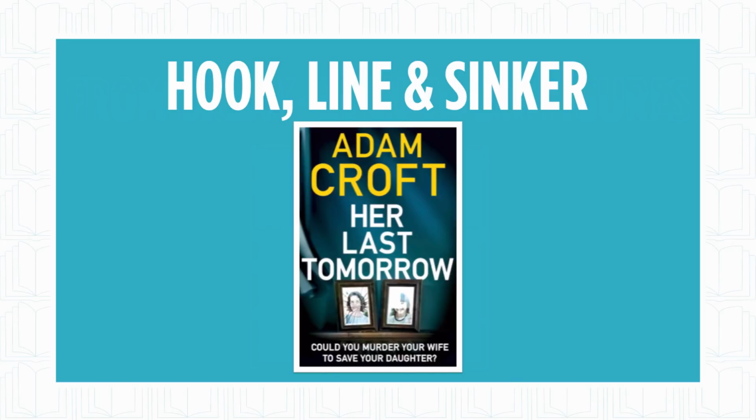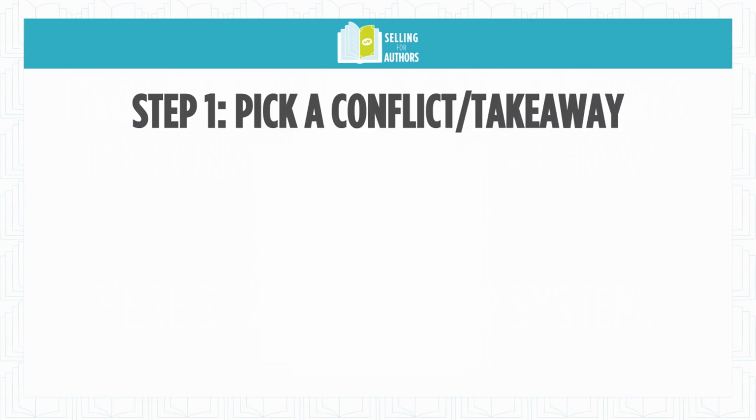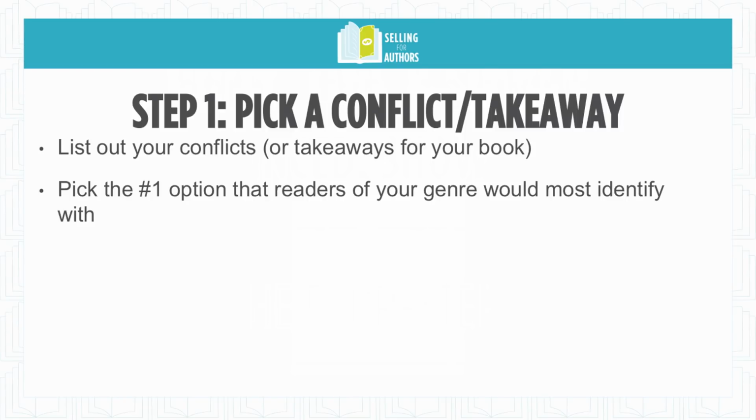So you probably want to write a good hook too, huh? You're convinced, I hope. Show me how, you might say. Well, here is a 4-step system to write one of these hooks. So first, as we mentioned earlier, pick a conflict or takeaway. So list them all out. Sit down, pad of paper, Word document, write them out. Pick the number one option that readers of your genre would care about.